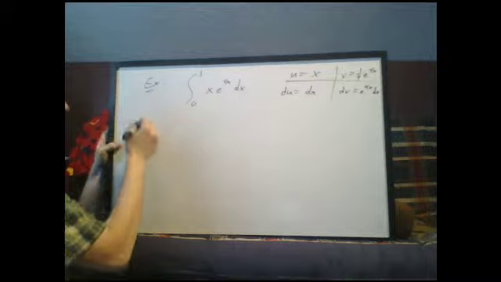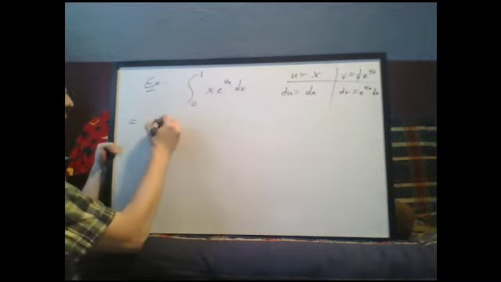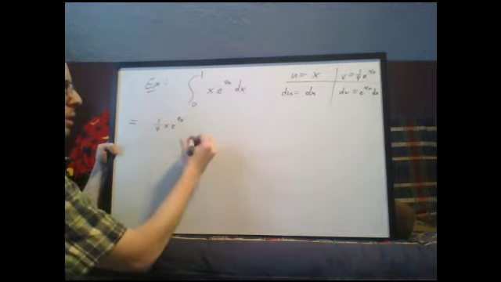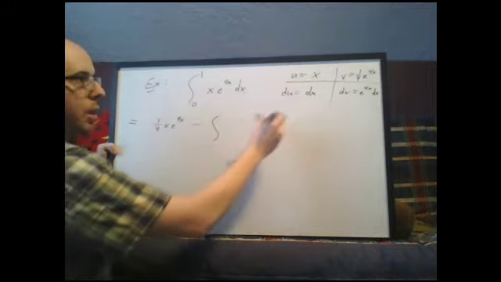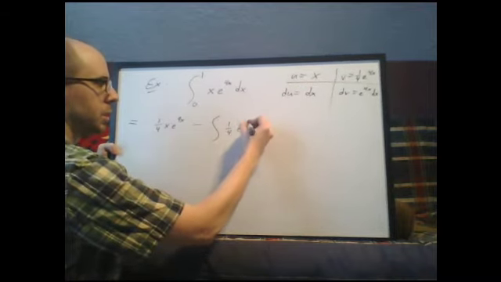Okay, so now we apply the integration by parts formula. uv would be 1/4 x e to the 4x minus the integral of v du, so 1/4 e to the 4x dx.